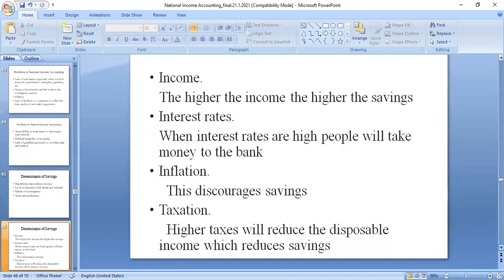Then taxation. Of course, the higher the taxes imposed on goods and services, on businesses, it will reduce the level of disposable income. Just imagine the corporate tax has been increased, the tax on your salary, your business is high. Then at the end of the day, your disposable income will reduce. Disposable income, we've seen that it is income after subtracting the taxes, right? So your disposable income reduces, and therefore your savings.